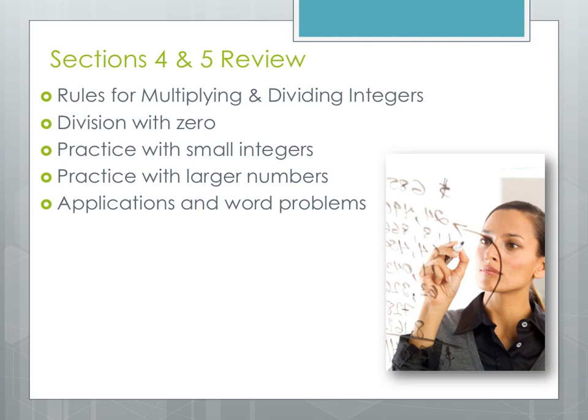So a review for sections 4 and 5. In these sections, we went over the rules for multiplying and dividing integers. We talked about division with 0. We practiced with small and large numbers. And then we looked at some applications and word problems for multiplying and dividing integers. Now, as we continue next for section 6, we'll be looking at the order of operations.